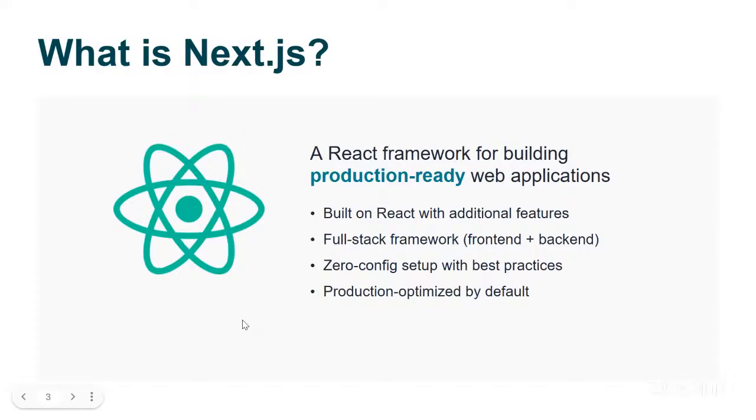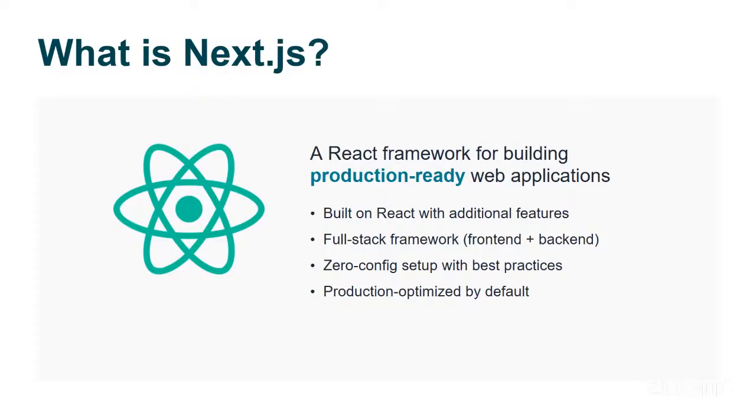Basically, Next.js is a React framework that is used for building production-ready web applications, built on top of React.js with additional features. As I told, the server side is additional, and client side is already available in React.js. React 19 is also providing some of the server side things, but prior to it, Next.js had already been released. So this is basically the Next.js feature.